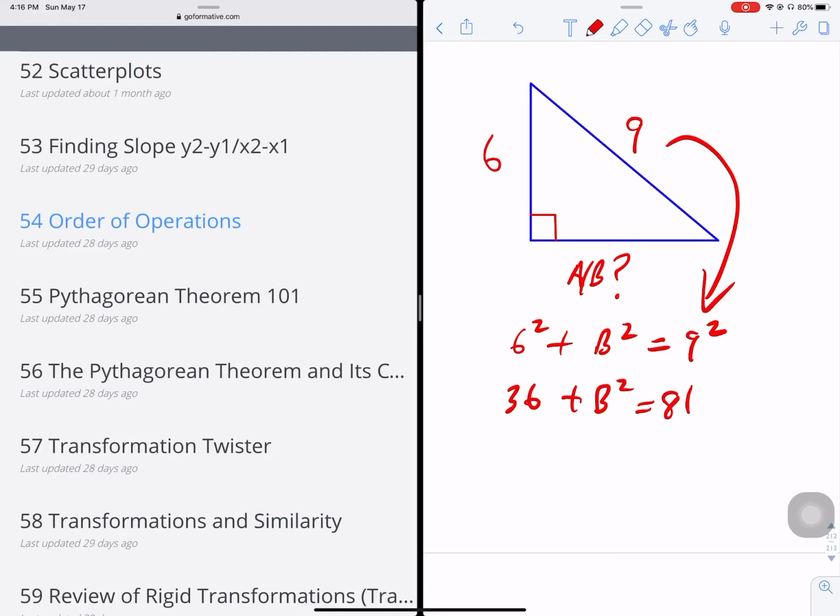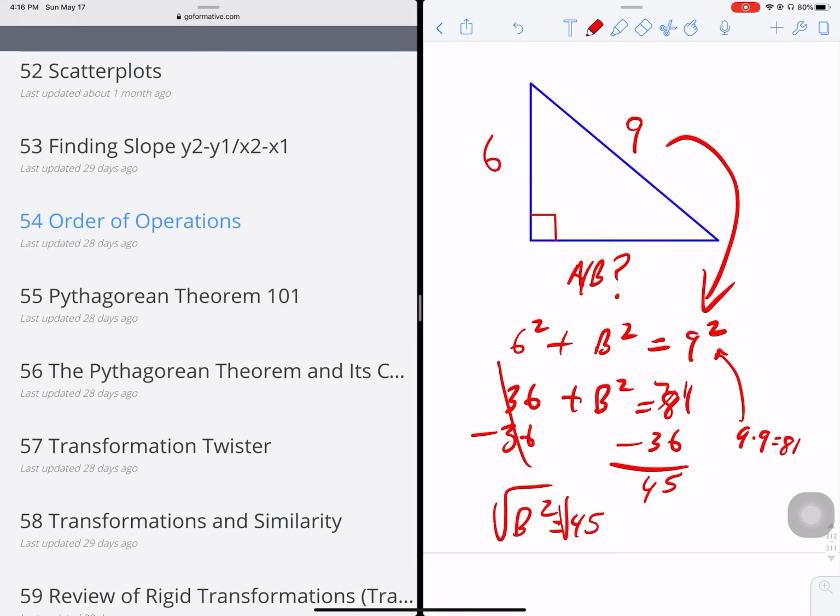A common mistake amongst 7th and 8th graders is they think 9 squared means 9 times 2. This is not 9 times 2. This is 9 times 9. Okay. Now that you're sitting here, you have to subtract 36 from both sides. So what's 81 take away 36? All right, we do this. So 45. So you have b squared equals 45.